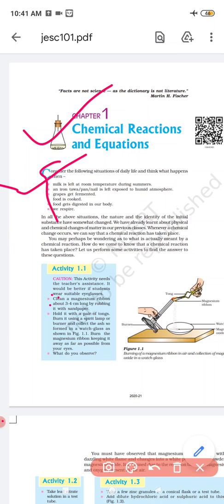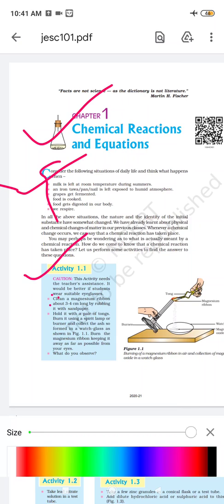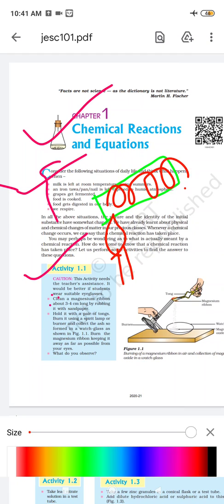Okay, to understand clearly, some activities are given. First, see activity 1.1. Okay, very nice activity. In this activity, what do we have to take? We have to take a magnesium ribbon. Then burn the magnesium ribbon. Okay, so the magnesium ribbon is fully burnt, and you will get the ashes of the magnesium ribbon.